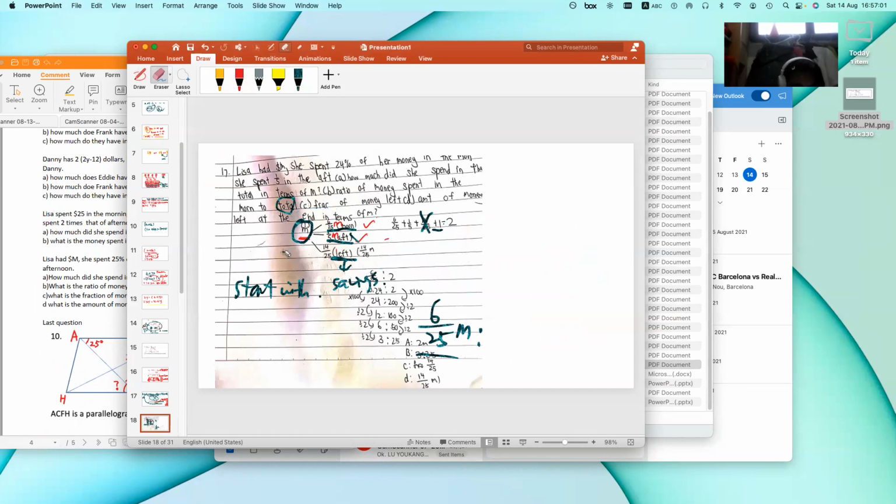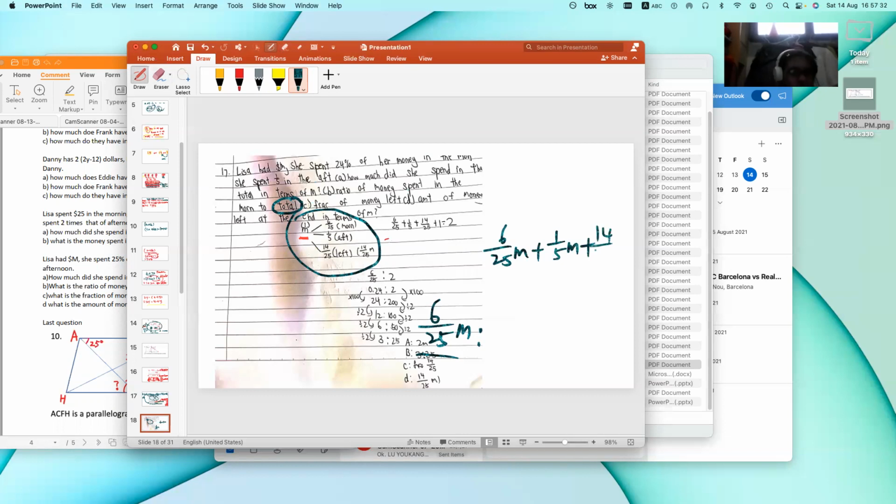So what do you understand by this word, total? Total means the whole thing. The whole thing, that means where? In this branch, the word total means what? Which one? Morning, afternoon, left. So basically the total is morning, afternoon, and the left. That's all? Do you need to add one? No, no need. So basically the total is spending plus saving.